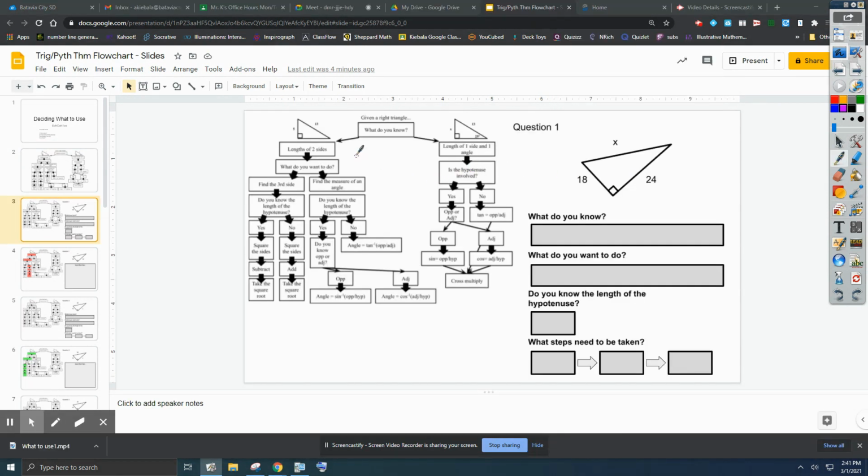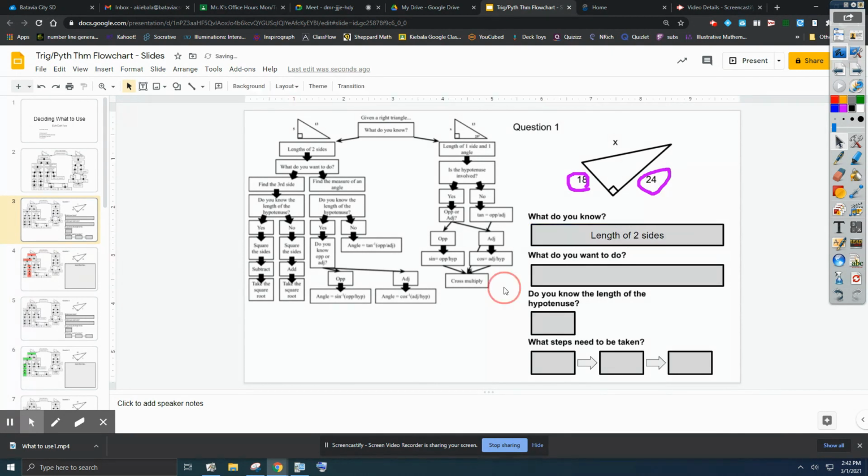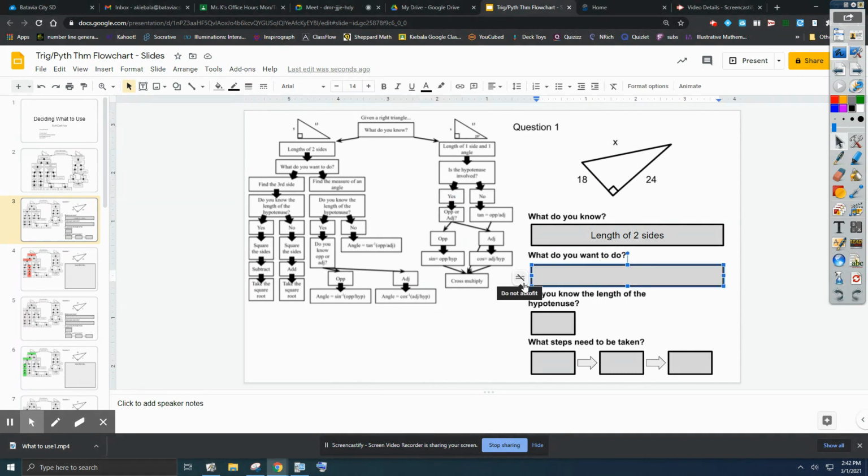Okay, so in question number one, I'm going to start right up here at the top. What do you know? So what we know is that we're given 2 out of 3 side lengths. So what do we know? We know the length of 2 sides. Now, what do we want to find out? It's asking us for this x, which happens to be the length of the third side. So right here, what do we want to do? Find length of third side.